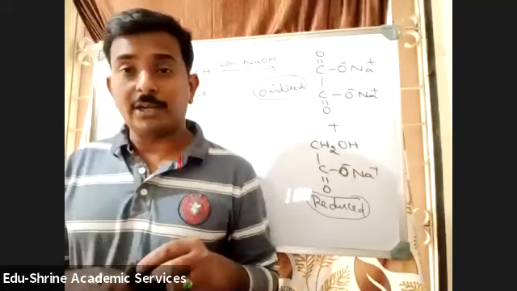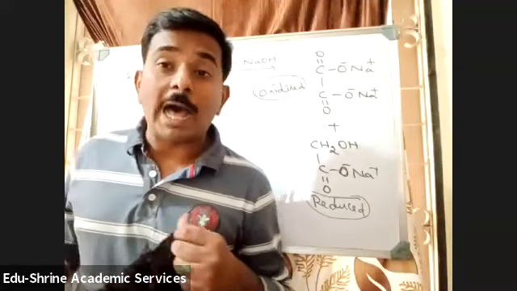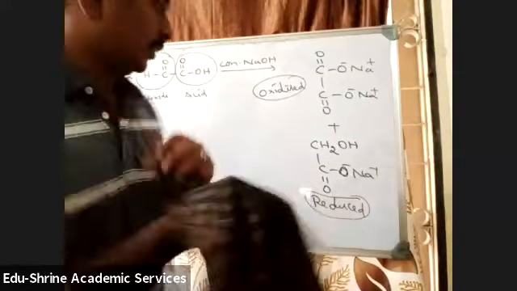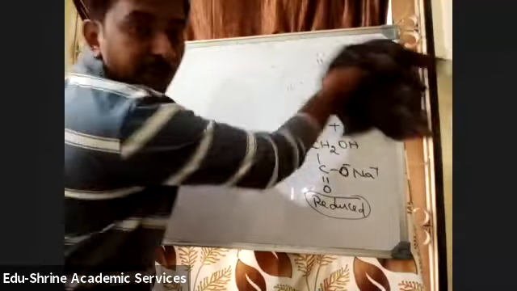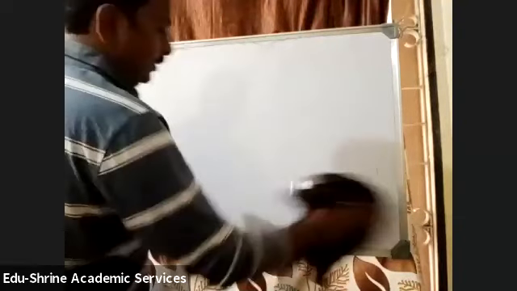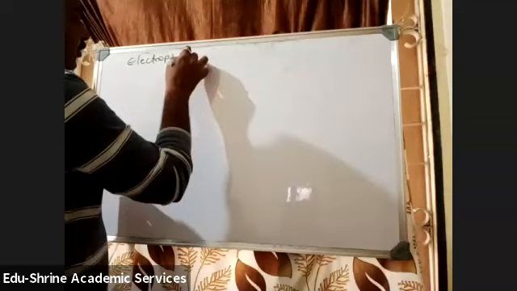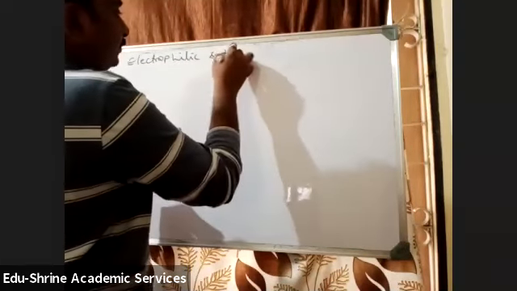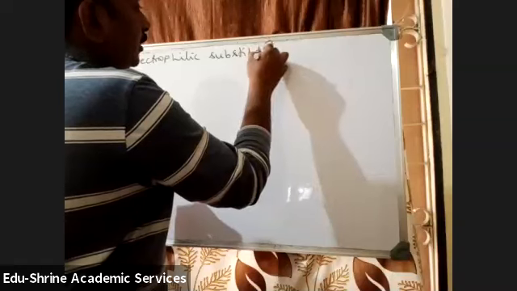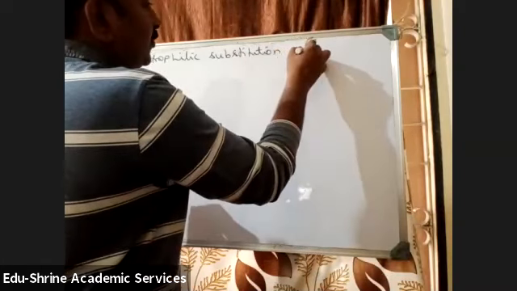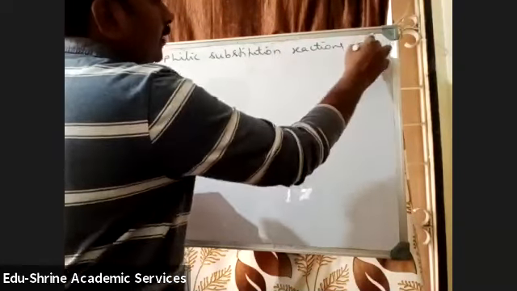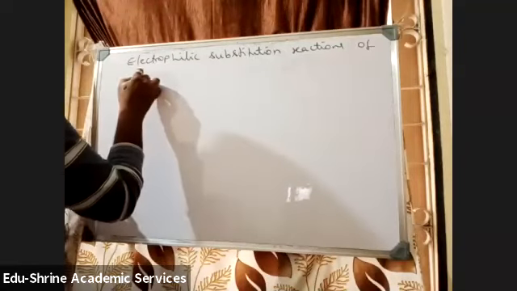Okay, so now we'll continue with the reactions of aromatic aldehydes and ketones, right? That means electrophilic substitution reactions: electrophilic substitution reactions of aromatic aldehydes and ketones.